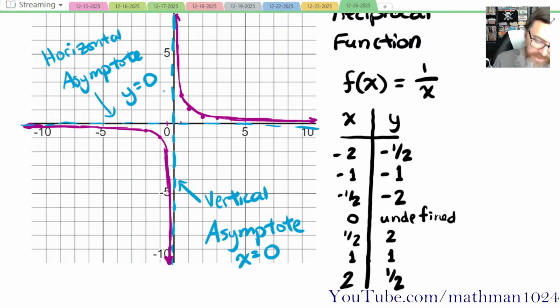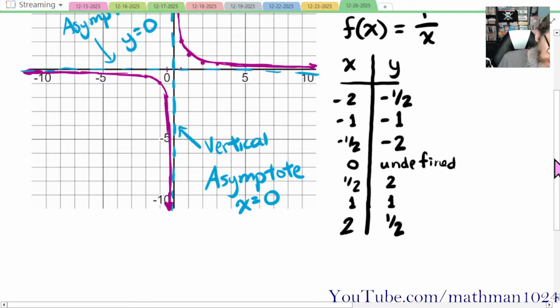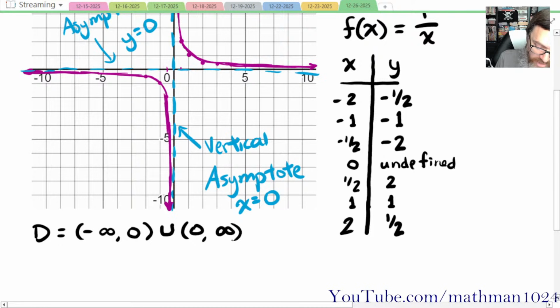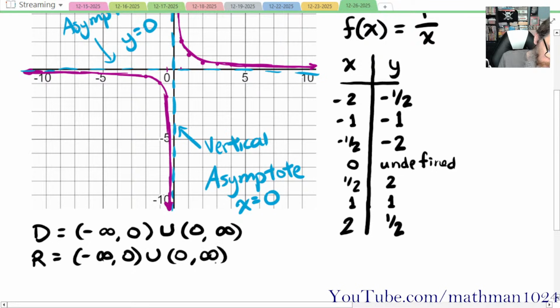All right, so let's talk about the domain and the range here. So as you can see in the picture, the domain is not everything. The domain is going to be everything but 0. So we would express that by saying from negative infinity to 0, union 0 to infinity. And you'll see that the range is going to be exactly the same thing. For the y values, we're using everything except y equals 0. And so my range is going to be from negative infinity to 0, union 0 to infinity.